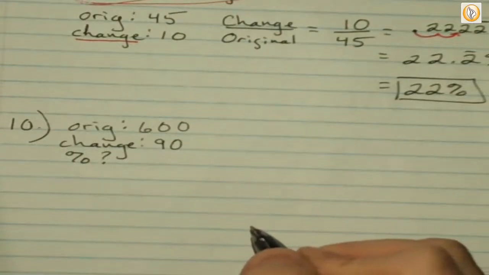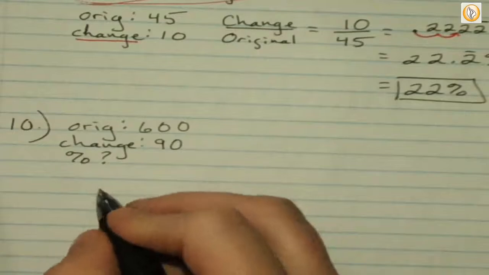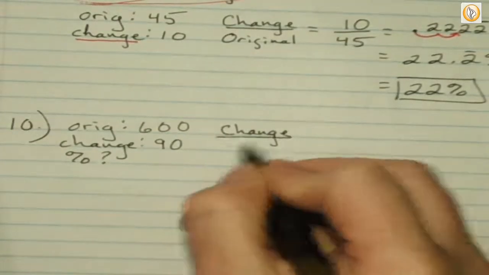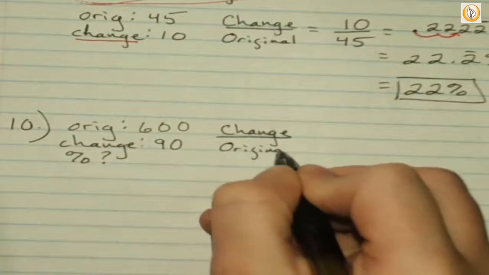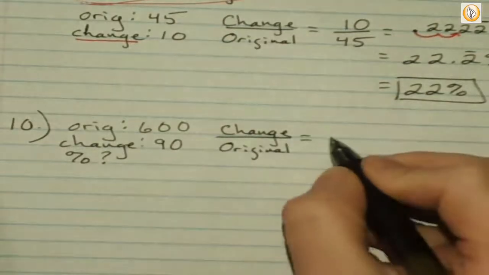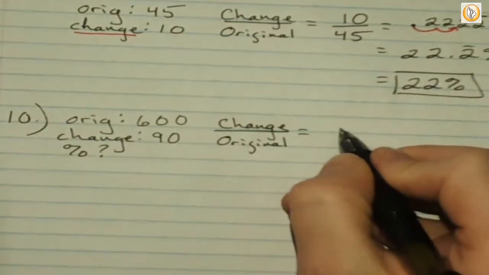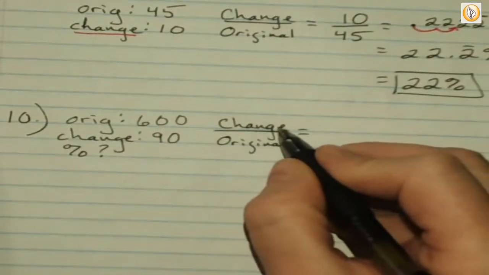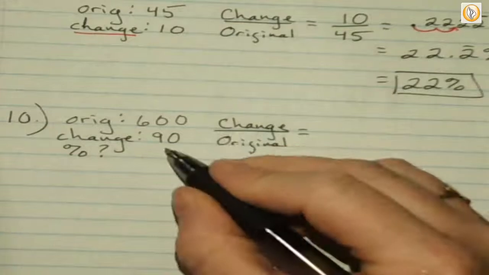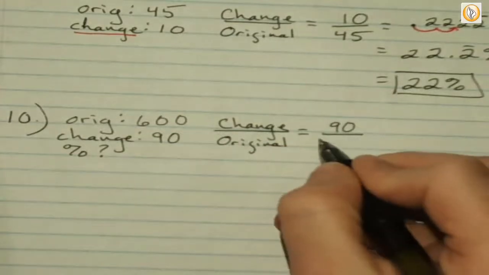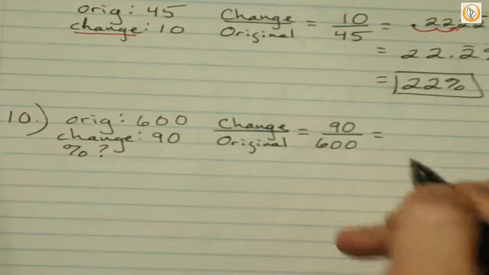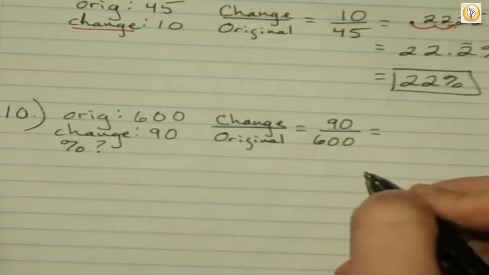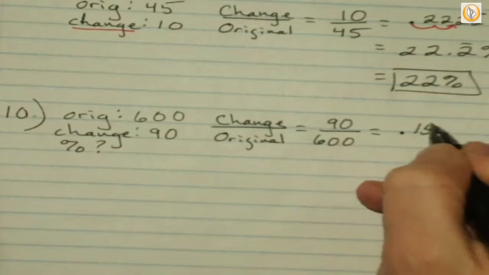So Kelly, what's my formula? Change on the top and original on the bottom. Change over original, good. So what goes on top? 600. No, sorry, 90. Because the change they gave us is 90. Original is 600. It goes on the bottom. Make sense? Yes? You divide, you get 0.15.